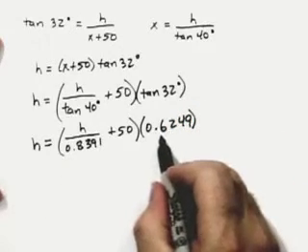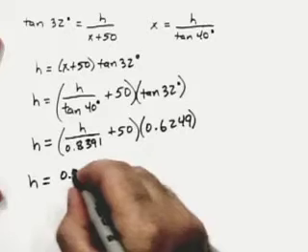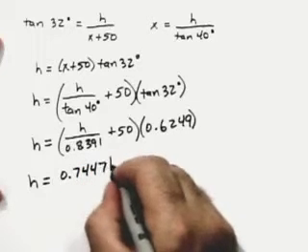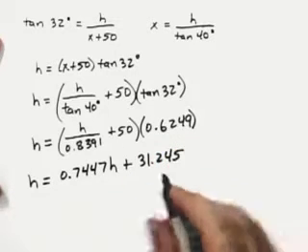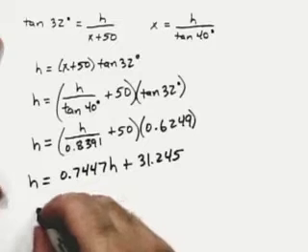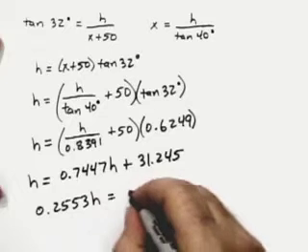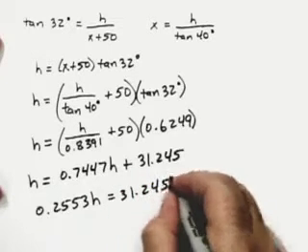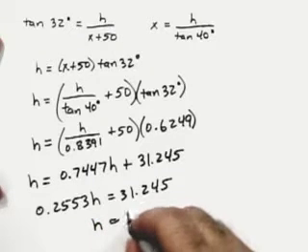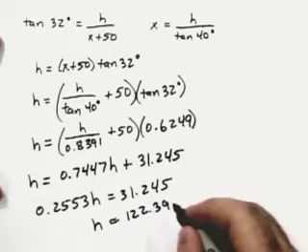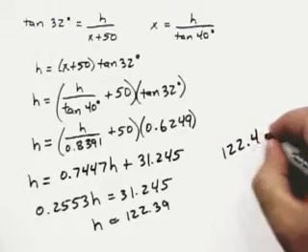If we distribute the 0.6249, we get h is equal to 0.7447h plus 31.245. If we collect our h terms together, we'll have 0.2553h is equal to 31.245. And then dividing both sides by the coefficient on h, we get that h is approximately 122.39. So we can say that the building is roughly 122.4 feet tall.